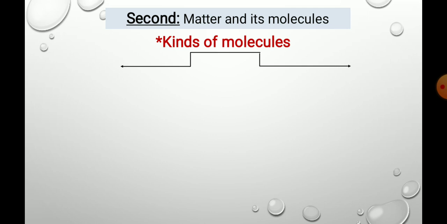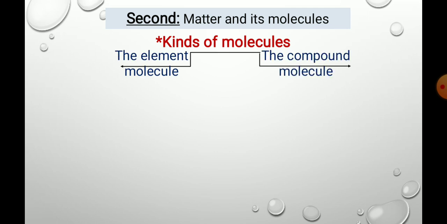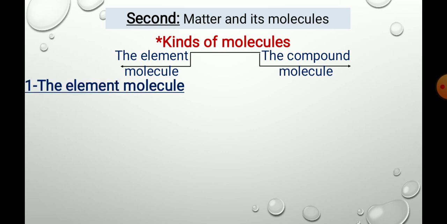We have two kinds of molecules. Number one, the element molecules. Number two, the compound molecules. First, the element molecules. The element molecule is formed of similar atoms, one or more atoms that combine together.